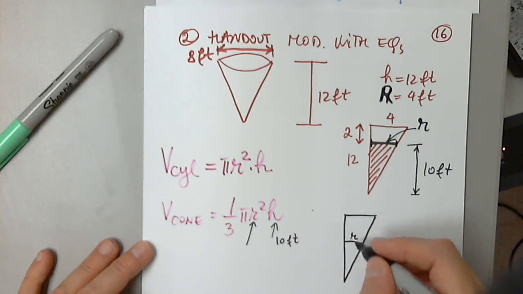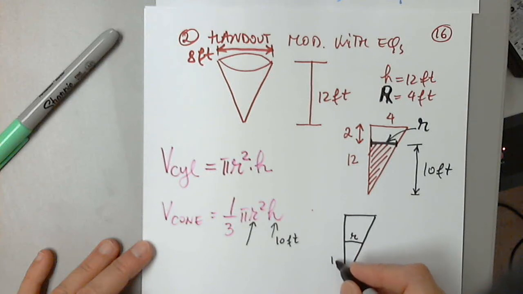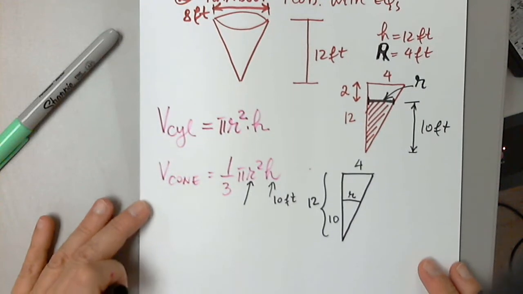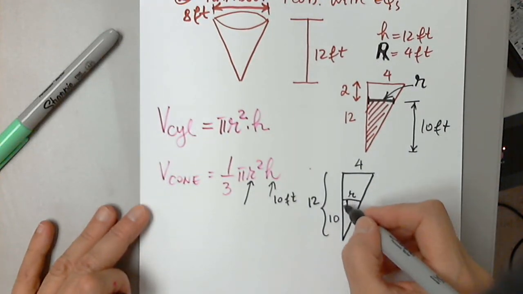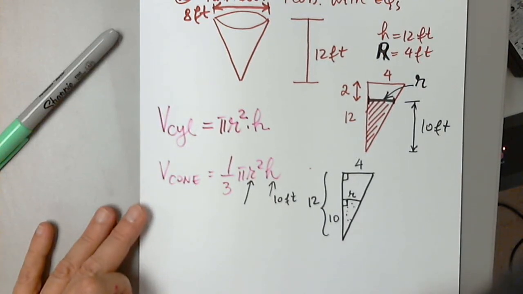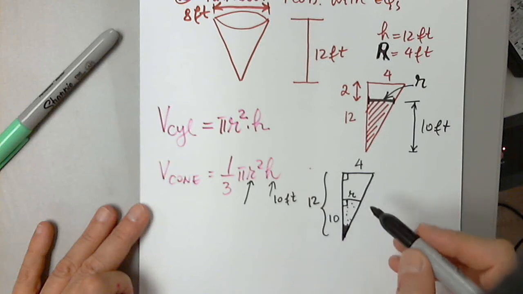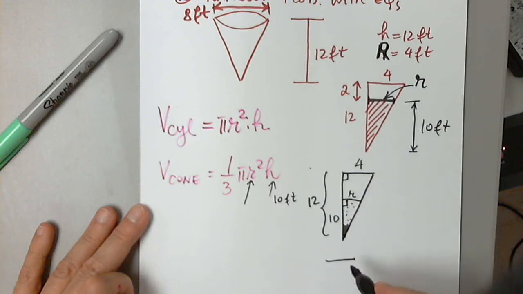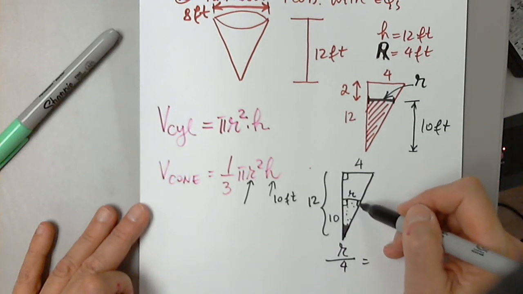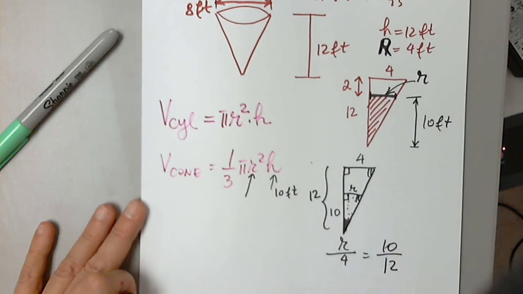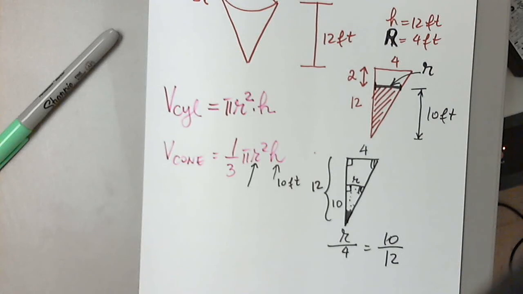So I want to find this. I know that this is 10. I know that this is 12. And I know that this is 4. Same situation. 2 right triangles. The small one and the big one. I start with a common angle. And the proportion will be R over 4 equals, and now I continue with this angle, 10 over, please find a radius from there and put it in.